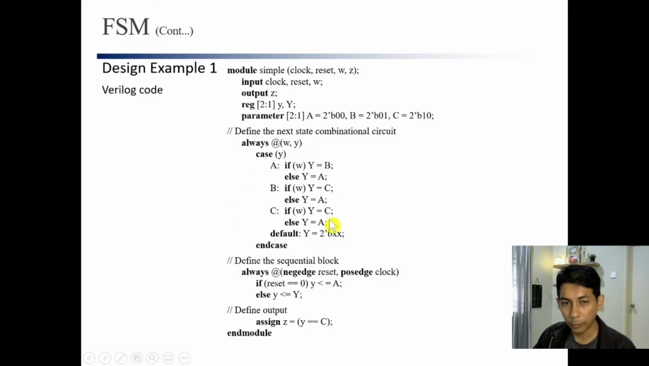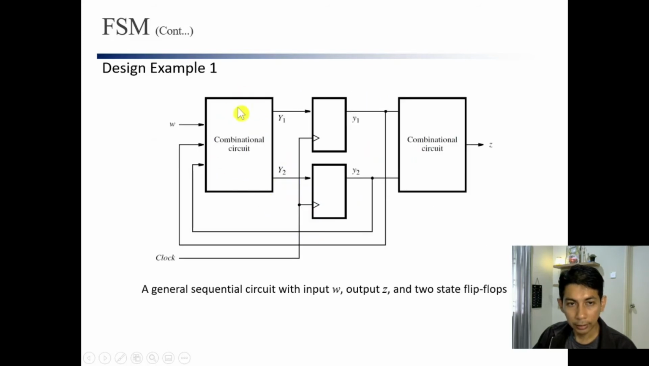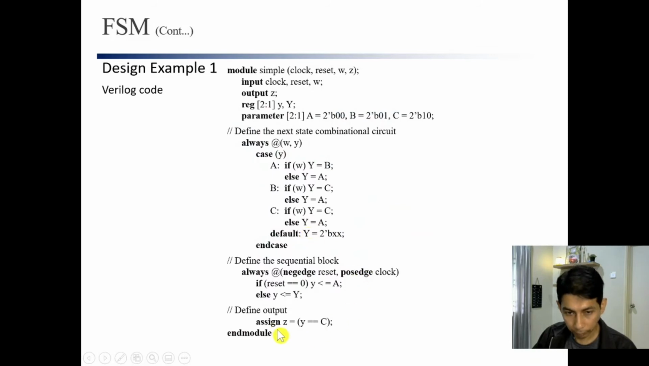So this will give you this circuit. The last one is Z. We can use data flow modeling: Z is equal to 1 when Y is at state C. Or you can use an always block: if Y equals C, meaning we are in state C, then Z equals 1.